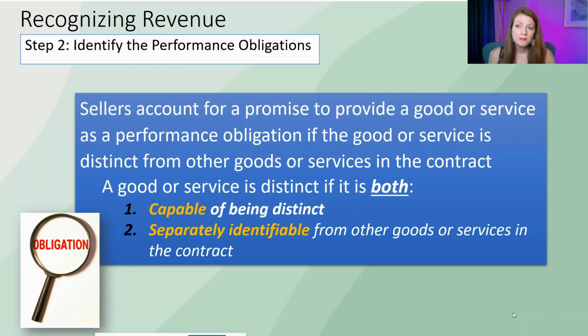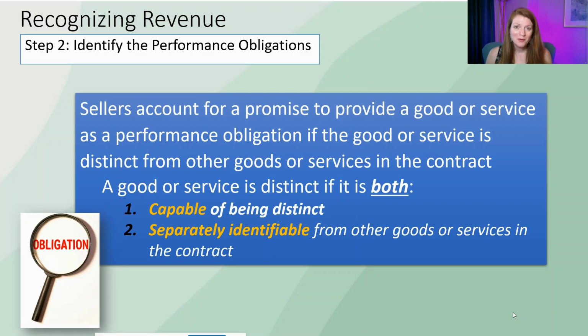So we're on step 2 here, identify the performance obligations. We'll see if there are separate or if there's just one performance obligation. The seller accounts for a promise to provide goods or service as performance obligation if the good or service is distinct from other goods or services in the contract. So if we're able to break it into separate performance obligations, then that means there'd be more than one. So it'd have to be capable of being distinct. Okay, I see that there's this aspect to it and this aspect, and we can separately identify them from each other. So if this is really confusing to you, don't worry.